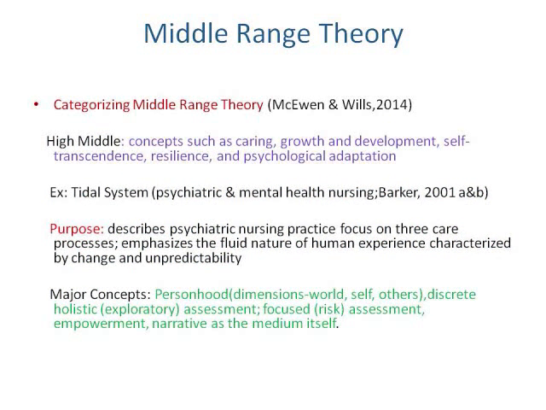Categorizing middle range theory. Lear and Smith analyzed 22 middle range theories published during the previous decades. These theories were categorized as high middle, middle, and low middle. It was based on their level of abstraction or degree of specificity. High middle: concepts such as caring, growth and development, self-transcendence, resilience, and psychological adaptation.